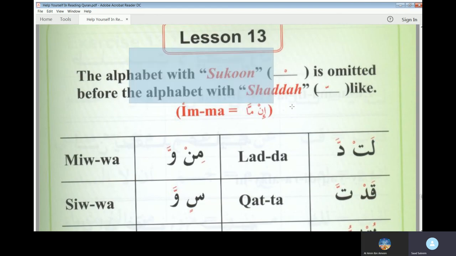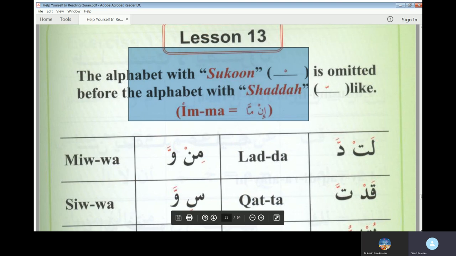Inshallah, we'll start this lesson number 13. Okay. Do you have any?